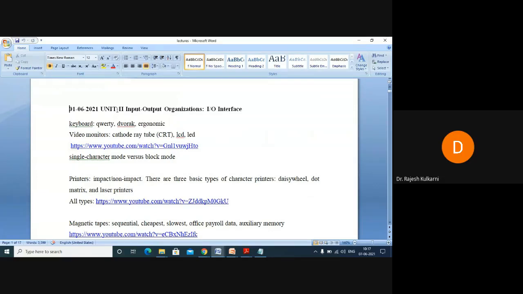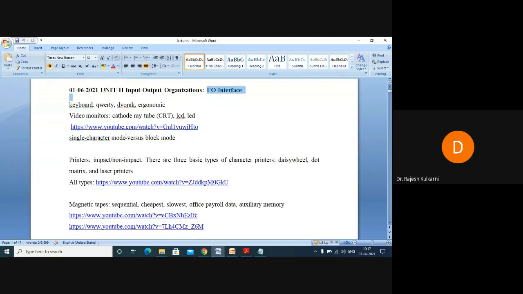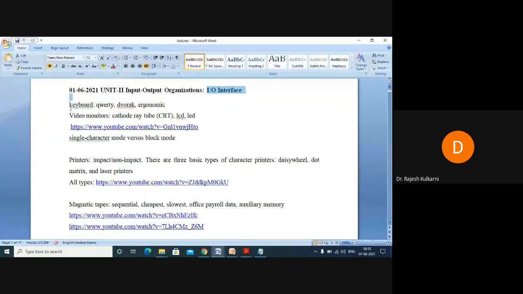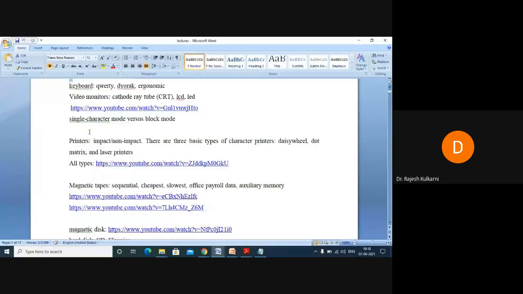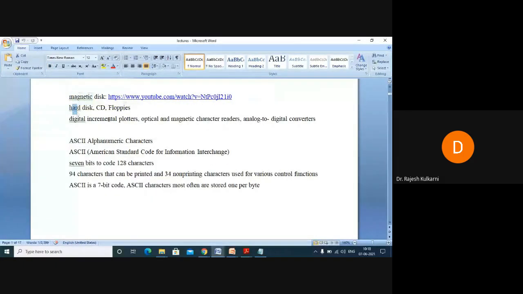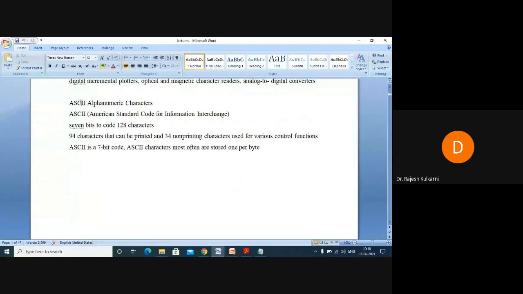So actually we had started unit 2, which consists of input output organizations, specifically IO interface. We started discussing the peripheral devices or the external devices, like keyboard, monitor, printer, magnetic tape, magnetic disk, hard disk, plotters, card readers, analog to digital converters. Then we discussed the use of ASCII alphanumeric characters.